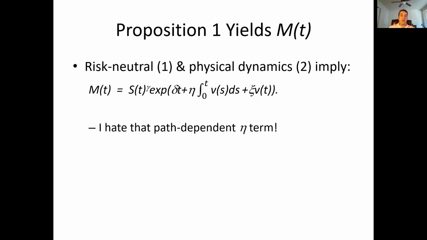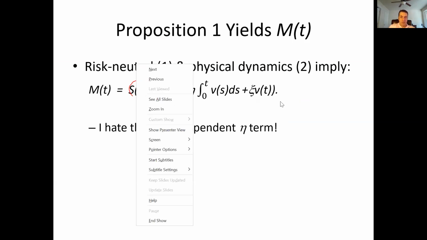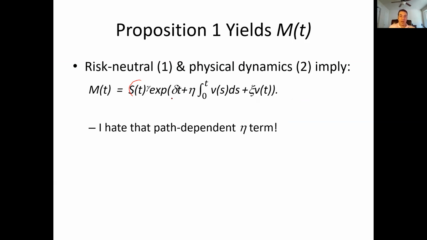There. So here's the pricing kernel. It has the stock price to a power, and it has time. That's not important. It has volatility or variance here. It's exponential affine, and that's good. But it has this very strange integral here, which is path dependence. And I hate that term.